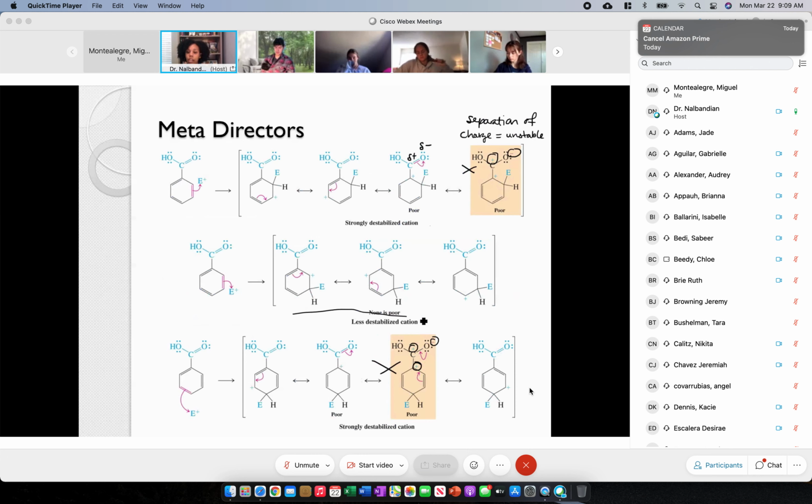But here, none of these are very poor. Yes, you can pull away electron density. If we did, we're still going to get a positive charge here on this carbon. But as we do that, it's not right beside. So look at where our positive charges can be. They can only be in these three places for this meta director. So the meta director knows that we get poor resonance contributors at the ortho and para position for it. Questions on that?